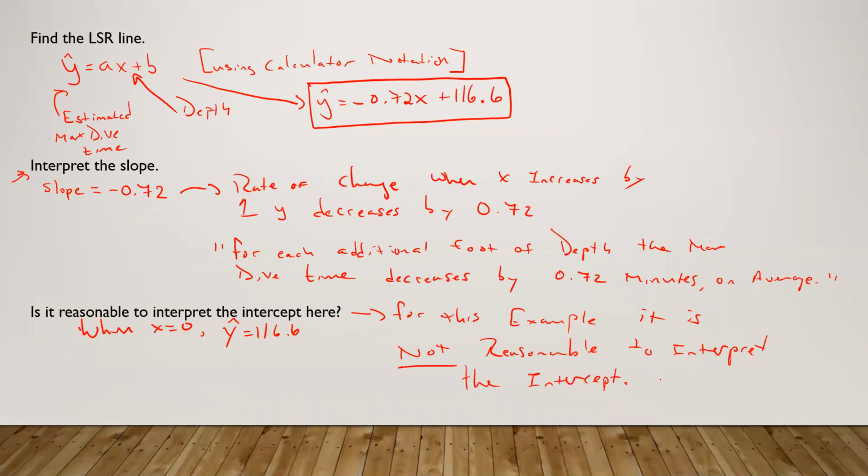Okay, it's just not reasonable to interpret the intercept here. It depends on the context of the problem. I've done one example where it is reasonable and one where it isn't. You just have to think through the problem and see if it makes sense.